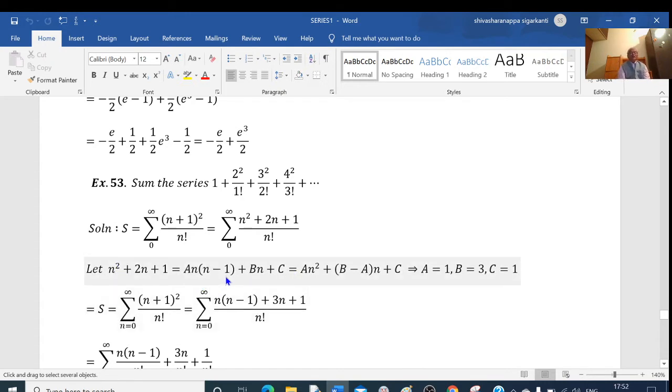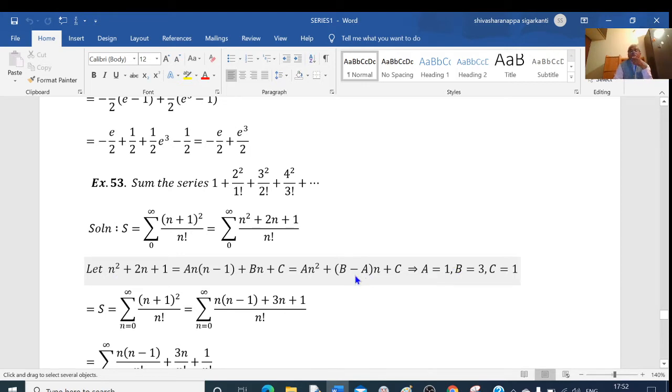Now we have to find the values of a, b, c. Multiplying out the right hand side, we get a n square minus a n plus b n plus c. Taking the common factor n, that is b minus a into n, plus c as it is. Now comparing the coefficients of like powers of n: the coefficient of n square on the right hand side is a, and on the left hand side it is 1. So a equal to 1.